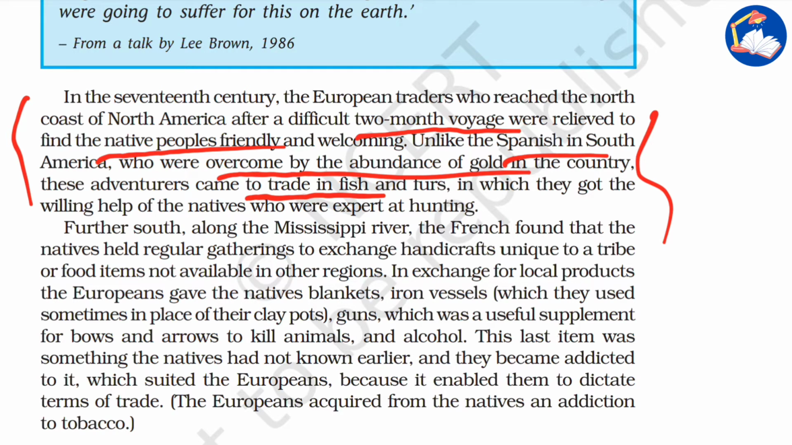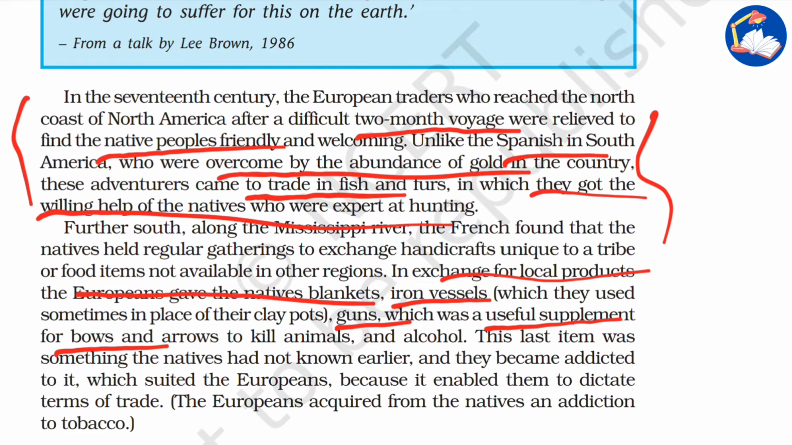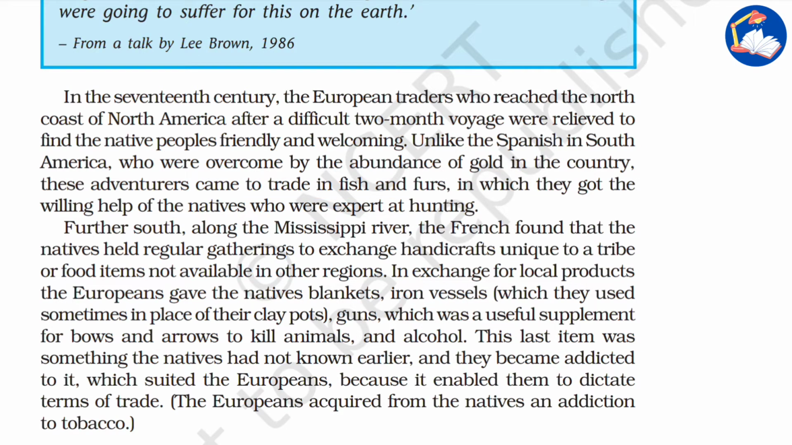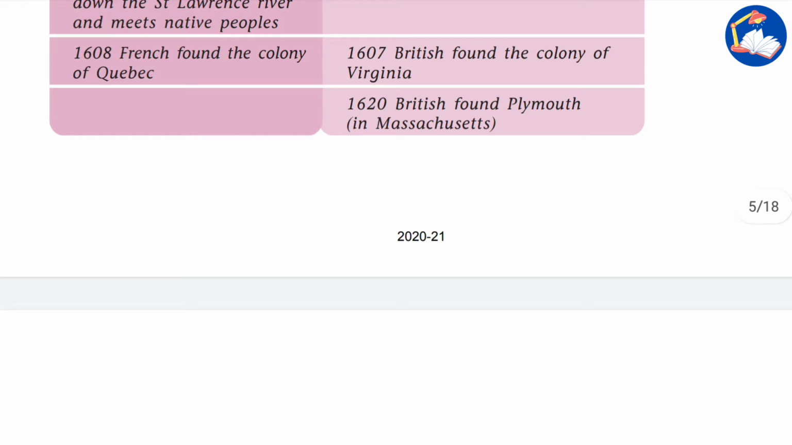They got the willing help of the natives, who were expert in hunting. In exchange for local products, Europeans gave the natives blankets, iron vessels, guns, which were a useful supplement for bows and arrows to kill animals, and alcohol. This last item was something that natives had not known earlier, and they became addicted to it. So, what happened? Europeans began to dictate terms of trade.